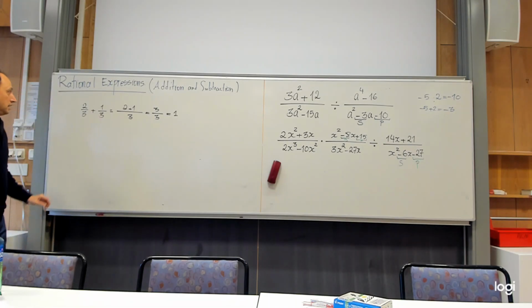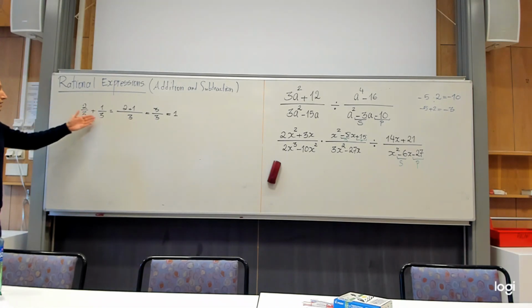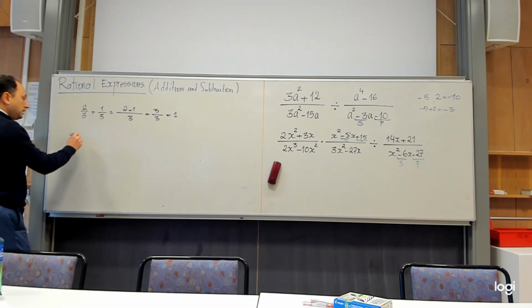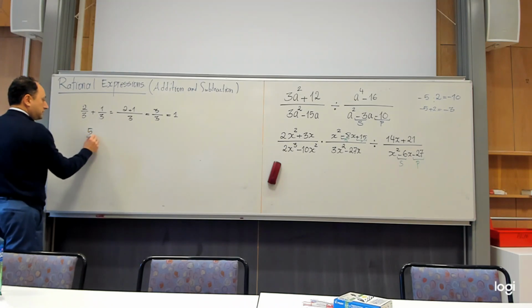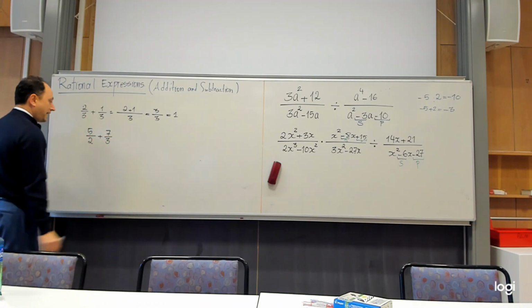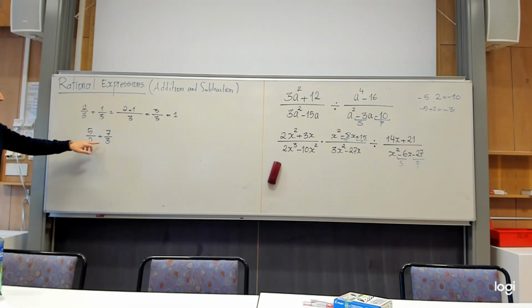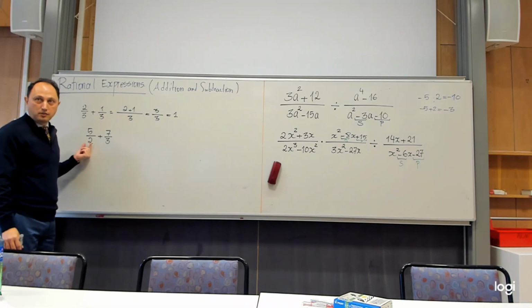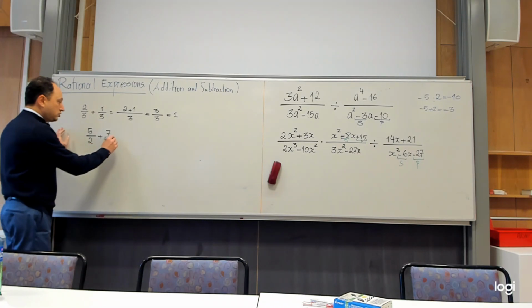Yes? What happens if the denominators are not the same? So you have to make them the same by rescaling them. For example, if I give you 5 over 2 plus 7 over 3 and ask you to add them, you see that the denominators are not the same, so you have to rescale them into a common denominator. So what should I do?